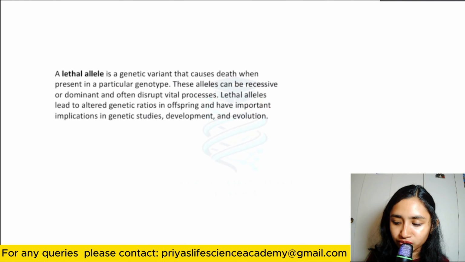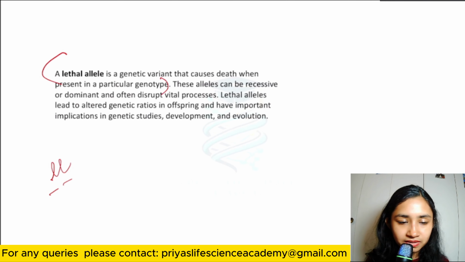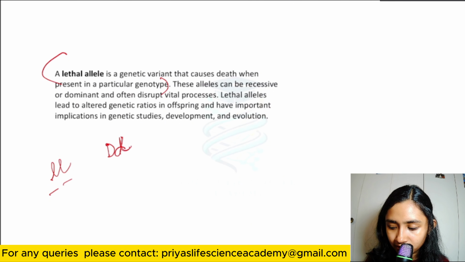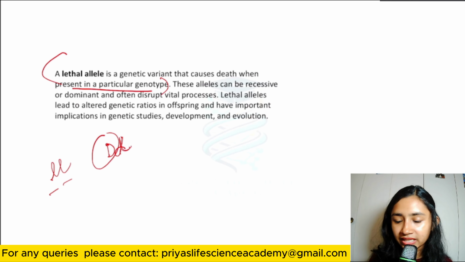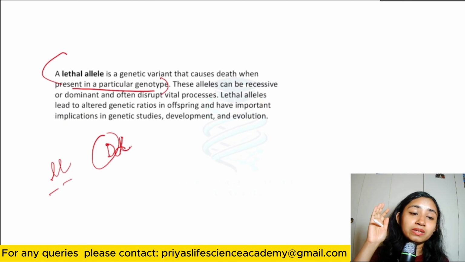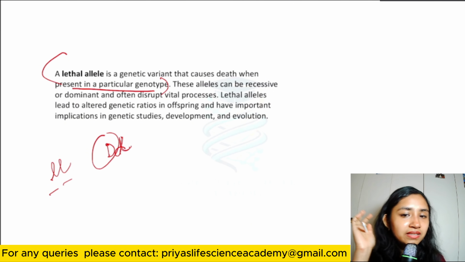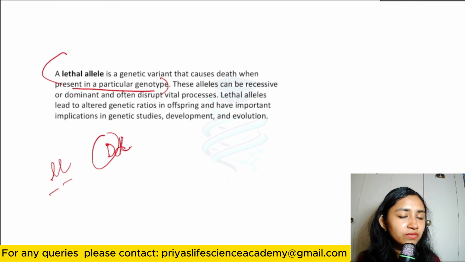So in summary, a lethal allele is a genetic variant that causes death when present in a particular genotype. The genotype is very important. For recessiveness, the presence of two recessive alleles is important for death. For dominance, only one dose is enough for the individual to die. So a particular genotype is important. These alleles can be recessive or dominant and often disrupt vital processes. That is why they are really lethal.